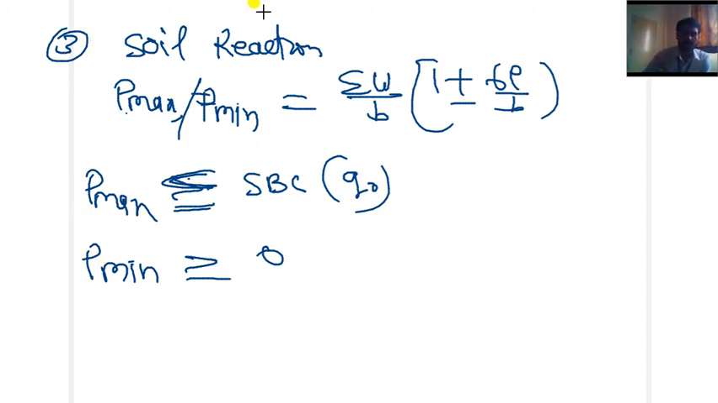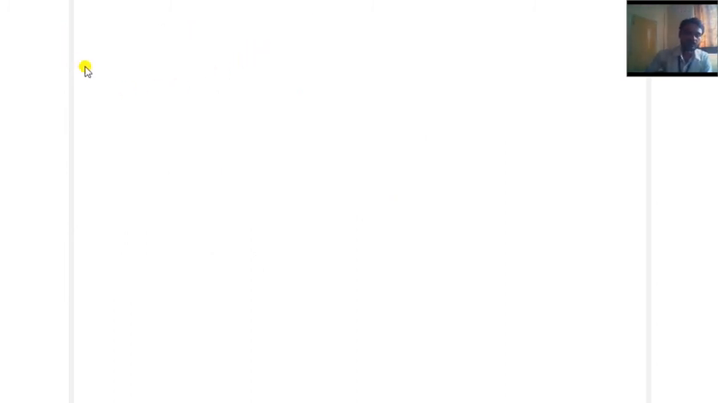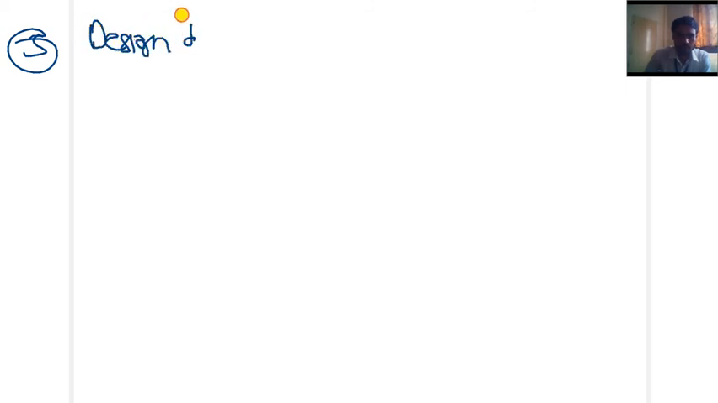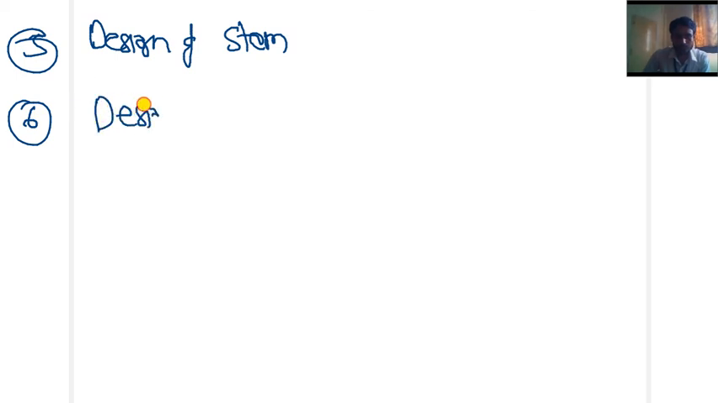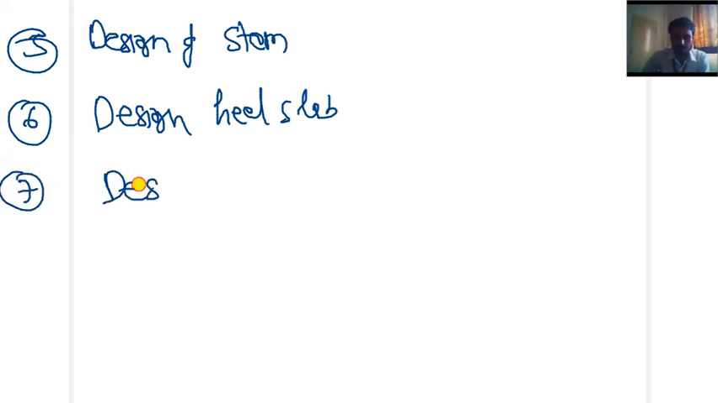And after ensuring the stability, we will design the various elements of the retaining wall. In the next step, we will design the stem wall, design of stem as a cantilever beam or cantilever slab. In the sixth step, we will design the heel slab. Again, it will be designed as a cantilever slab. In the seventh step, we will design the toe slab.